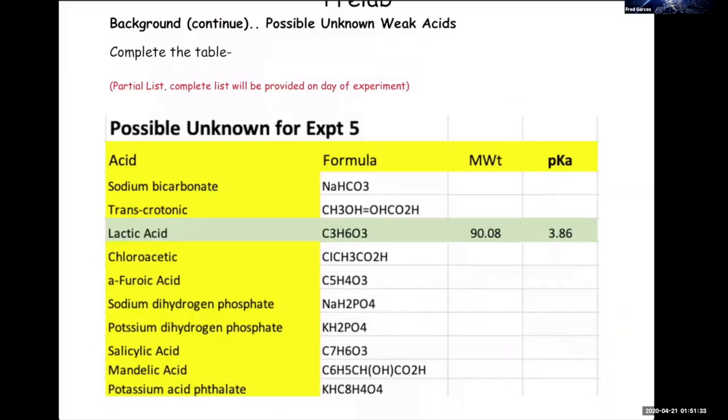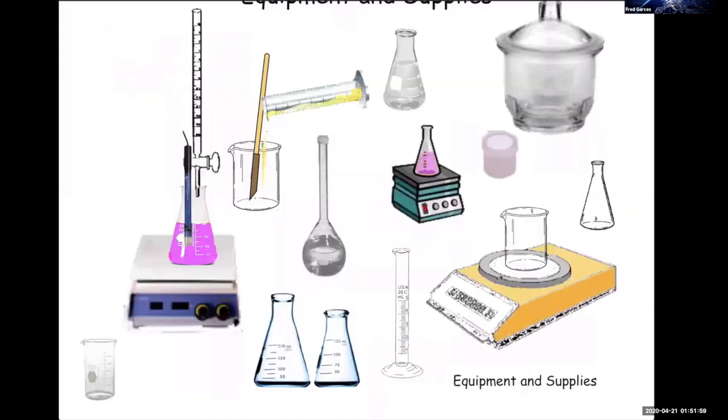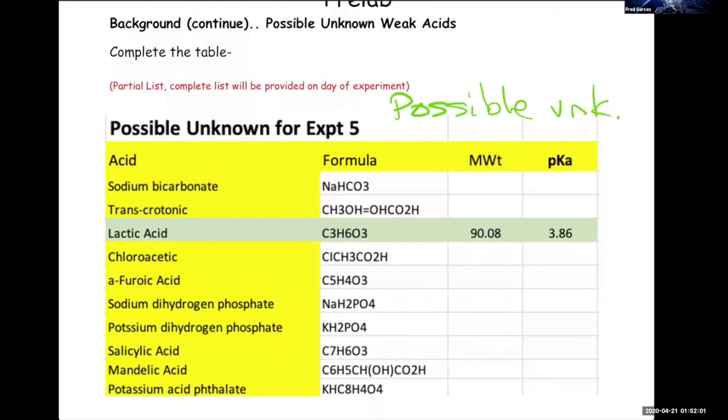So this right here is the list of possible unknowns. Make sure you use this updated list rather than what's found in your lab manual, because we have to include other acids and throw out other acids that are in the lab manual. So this is the up-to-date list.